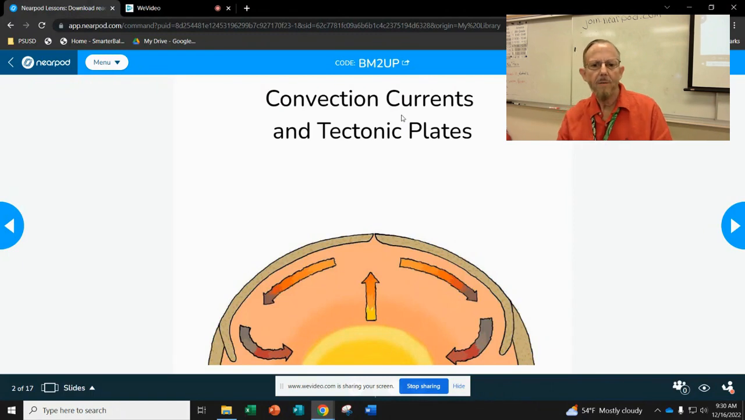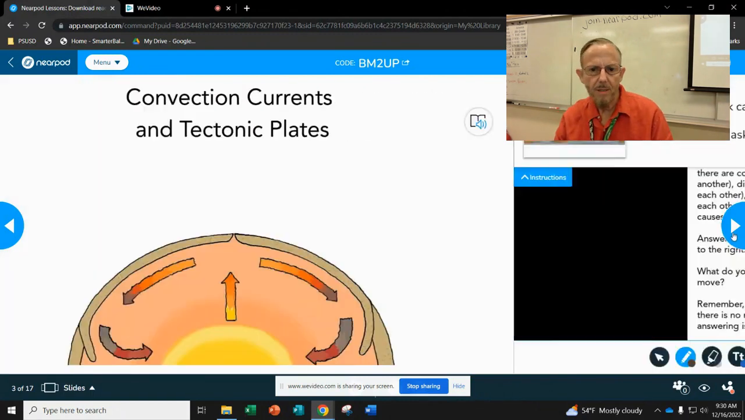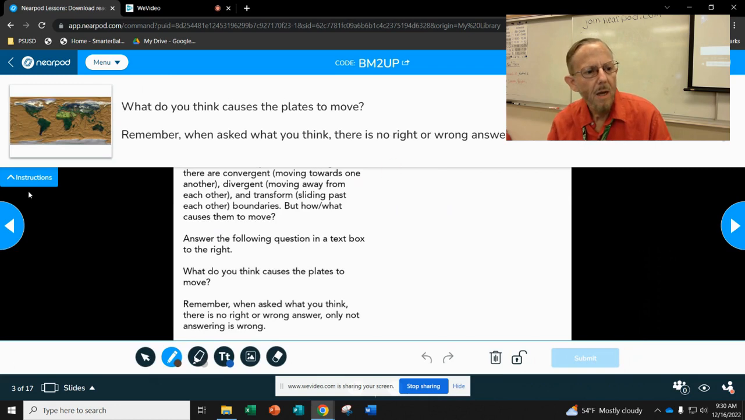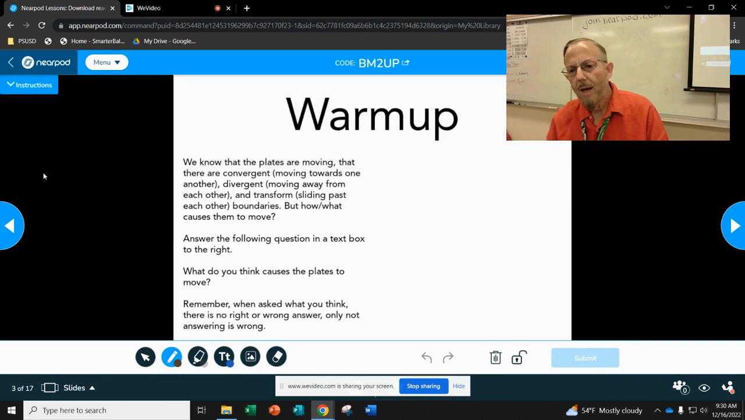Today we are learning about convection currents and tectonic plates. First, you will answer the question, what do you think causes plates to move? Remember, when I ask you what you think, I'm looking for what you know right now. There is no right or wrong answer except not answering.